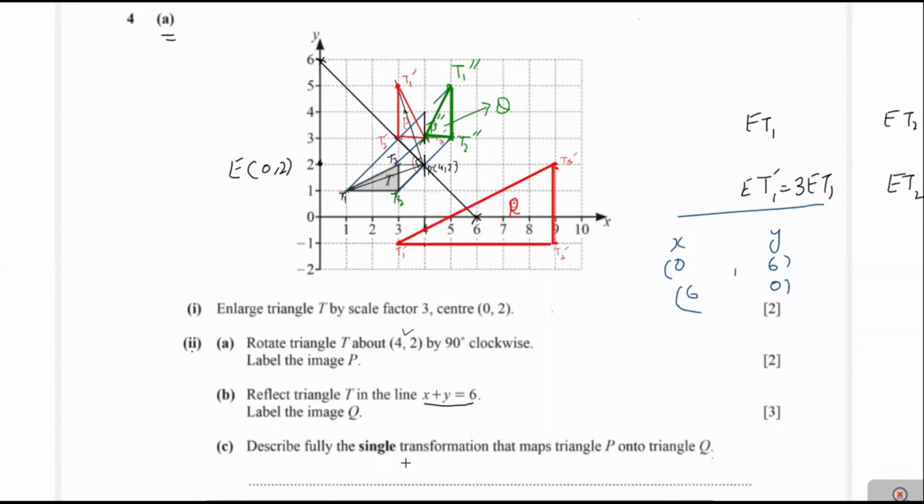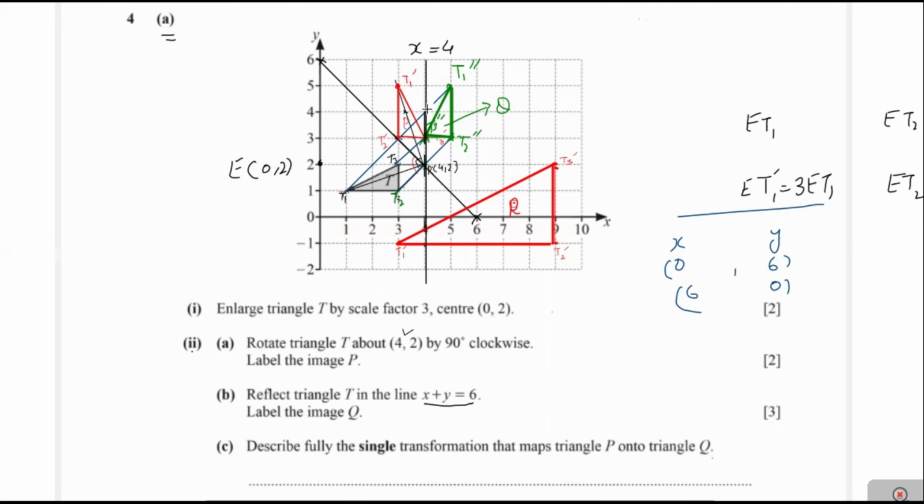Now part C, describe fully the single transformation that maps triangle P onto triangle Q. Now this is the triangle P you see here, and this is the triangle Q. Now for this transformation of triangle P onto Q, if we draw a line in between P and Q, this line is passing through the x-axis at the point x equal to 4. This line is called x equal to 4.